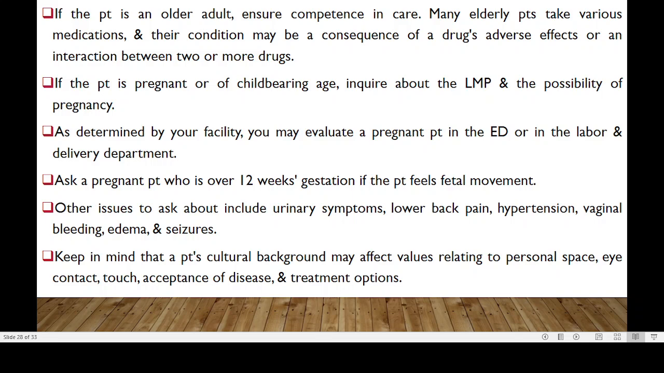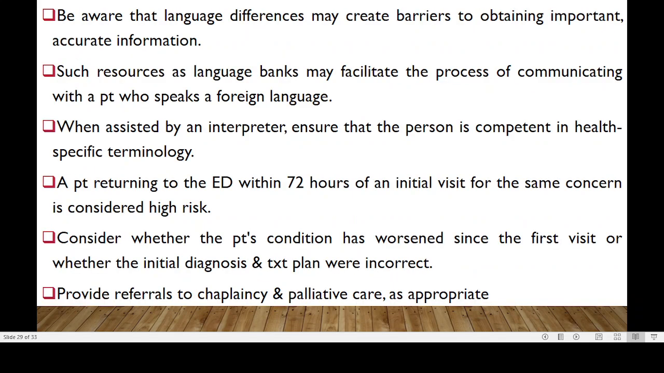Keep in mind that the patient's cultural background may affect values relating to personal space, eye contact, touch, and acceptance of disease or treatment options. You need to be aware of language differences, which might create barriers in obtaining important, accurate information. Such resources as language banks may facilitate communicating with a patient who speaks a foreign language. When assisted by an interpreter, ensure that the person is competent in health-specific terminology.